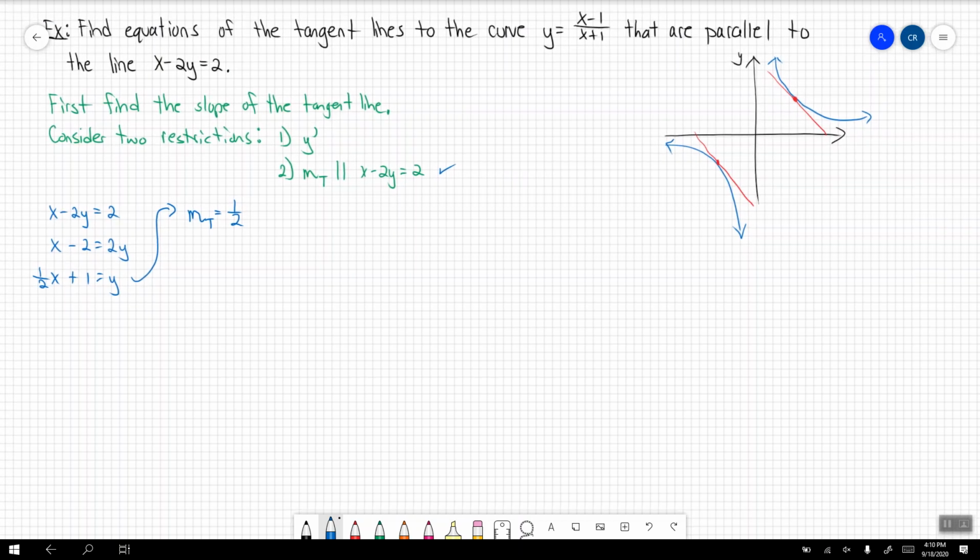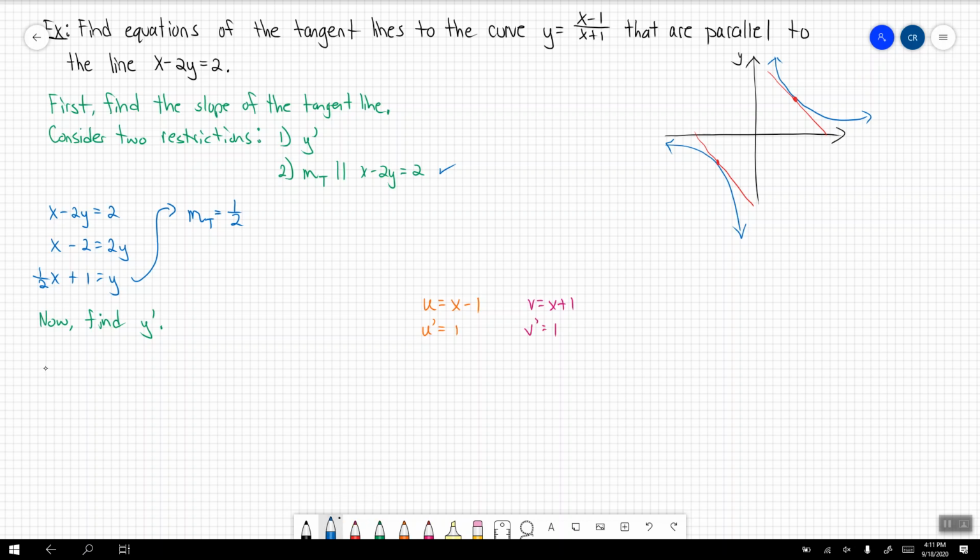First restriction, now we need to find y prime. So now let's find y prime. That's going to involve taking the derivative, and in order to do that, again, we're going to need the quotient rule. So u is equal to my function in the numerator, x minus 1, which means that u prime will be equal to 1. V is going to be x plus 1, which means v prime is going to be 1.